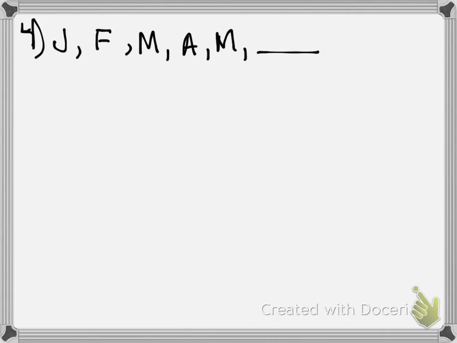Alright, so let's do a couple of tricky ones. What if they don't have numbers? So we got J, F, M, A, M. And my job is trying to figure out what do those letters represent. If you think about it, in our life we have months: January, February, March, April, May. So the next would have to be June.